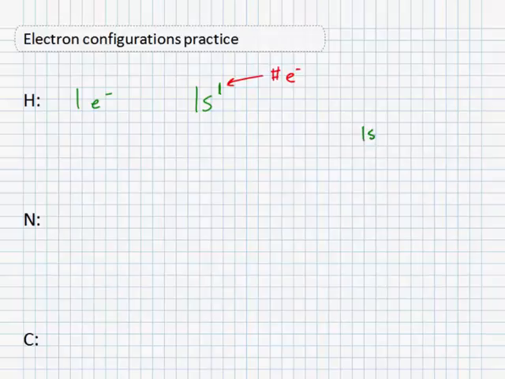Another way to draw that is to show some levels. Let's start with 1s down low and just draw a single up arrow next to it. That just shows 1 electron that's in 1s.